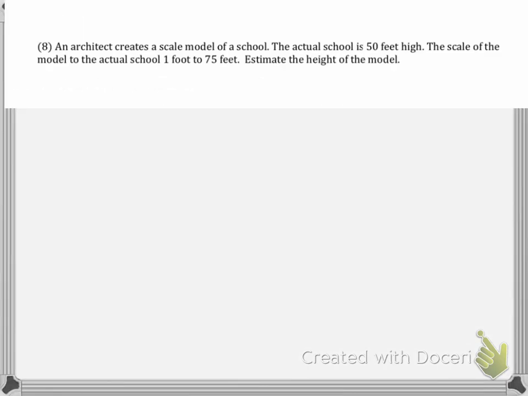So one of the most commonly used reasons for proportions is scaling something. So an architect creates a scale model of a school. The actual school, so like in real life, is 50 feet high. The scale of the model to the actual school is 1 foot on the scale is equivalent to 75 in real life. So estimate the height of the model. So if I have 1 foot in the model is equivalent to 75, let's put model and then RL for real life. And we want to know, well, how much would my model be if it's 50 in real life?